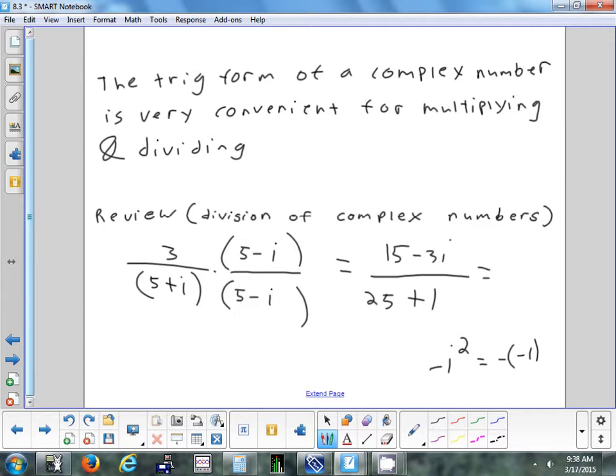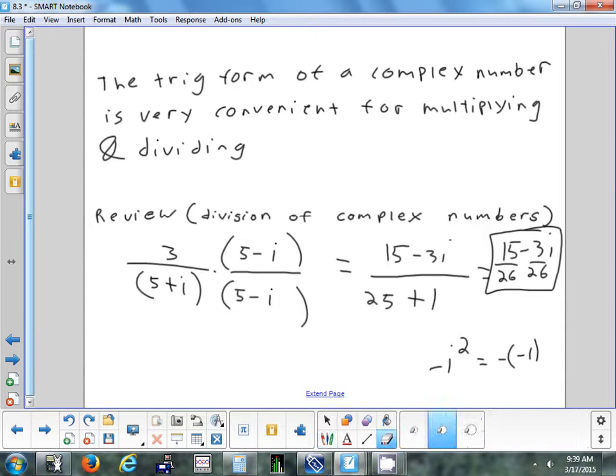Right? And we're still not done. So now we write the top, and to put it in standard form, you need to take the real part and the imaginary part, and put them each over 26. So that's your answer: 15/26 minus 3/26 i. Okay, that's how we had to do division of complex numbers before.